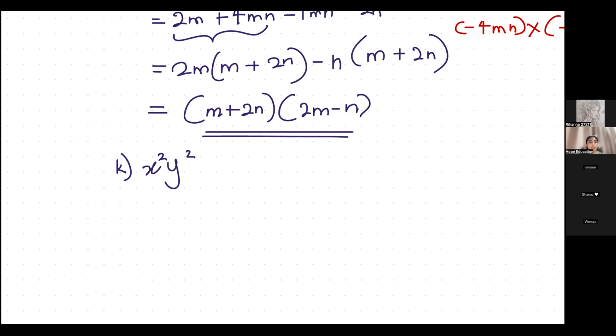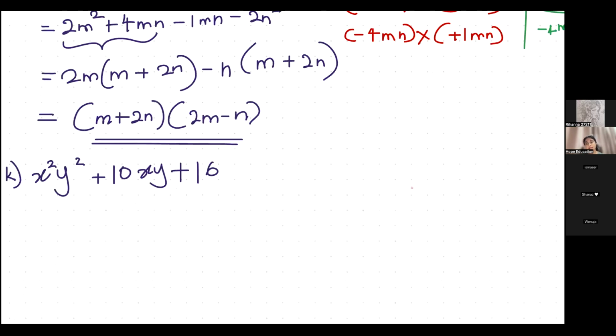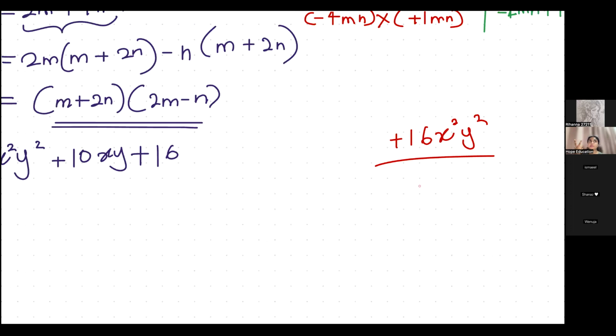So x squared, y squared plus 10xy plus 16. All right. You take the first term and the last term, and you multiply them, right? So the first term is x squared, y squared, the last term is plus 16. When you multiply, you get plus 16 x squared, y squared. There are different ways how we can produce this. 1 times 16 is 16. 2 times 8 is 16. 4 times 4 is 16.